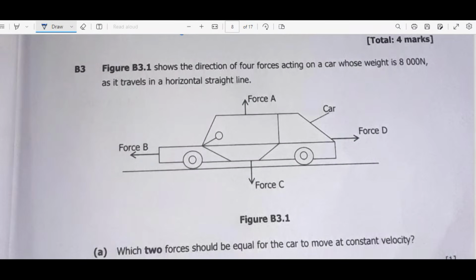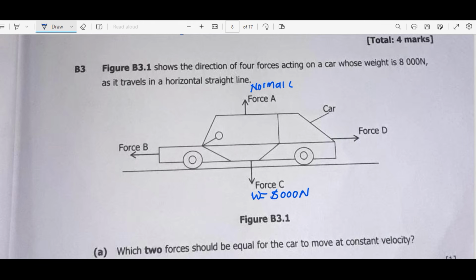Then we move on to question 3b. Figure 3.1 shows the direction of forces acting on a car whose weight is 8,000 as it travels in a horizontal straight line. So the force C is weight, and we are given weight to be 80,000. Then this one should be a normal force. A normal force is parallel and opposite to the weight force, and the normal force must be 800, because we can see that this one is stationary. It's neither moving up or down, so the two forces must be equal in opposite direction.